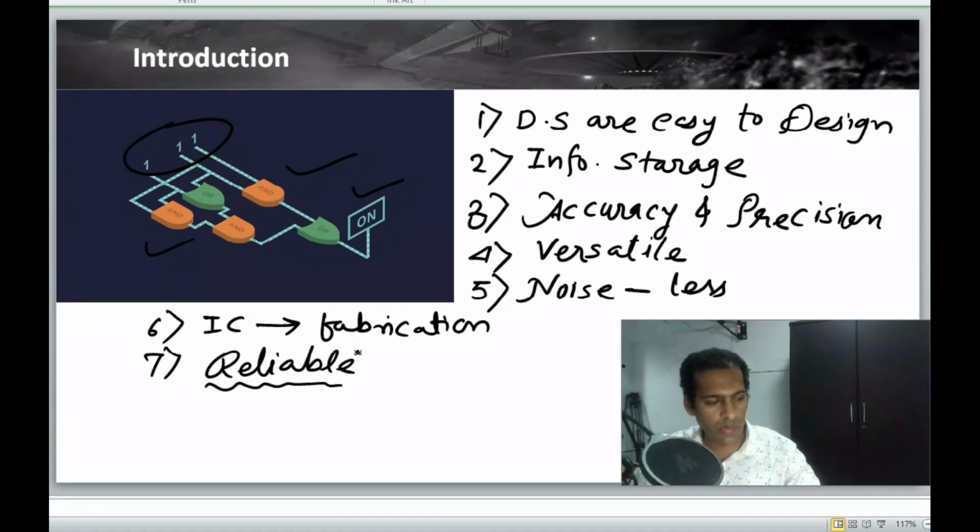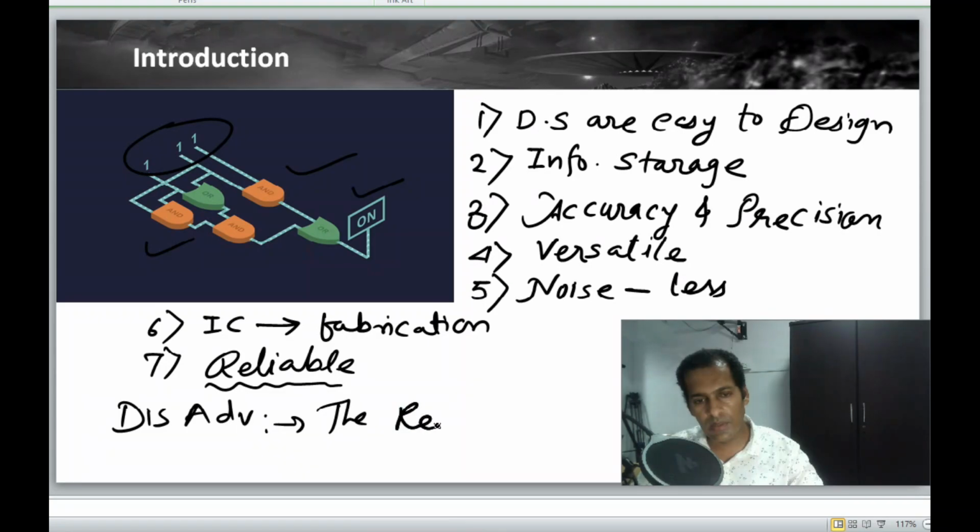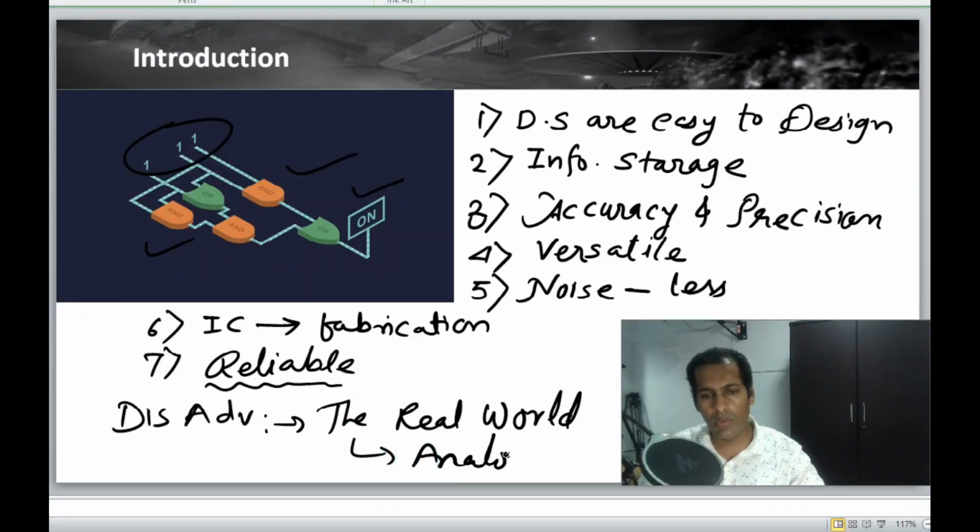So these are more advantages. Now what could be the disadvantage? If you want to list a disadvantage, there are not many as such, but the major drawback is that it's not a natural signal. The real world, or natural signal, is analog. All the signals, like the voice signal, and what I'm talking is an analog signal basically.